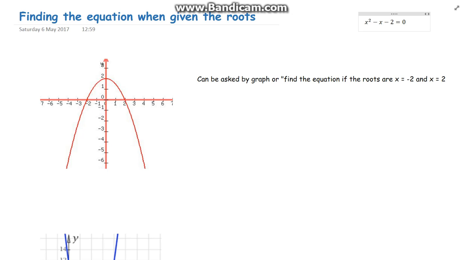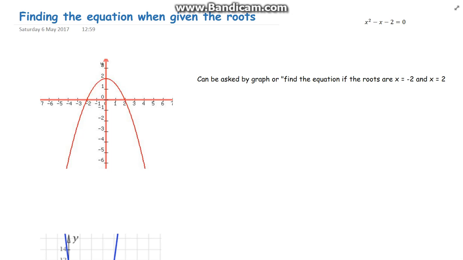if the roots are -2, and we can tell by the graph that the roots are -2 because it's right across the x-axis, and 2. So they could give it to you visually or just in words. So you need to be able to understand and complete both.